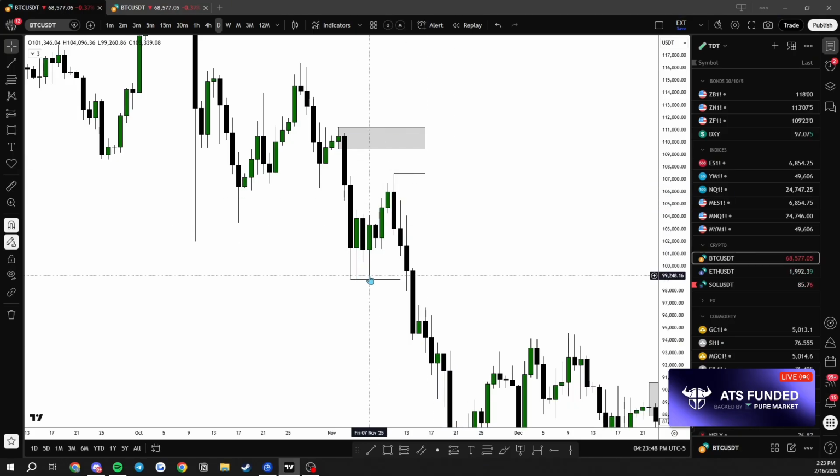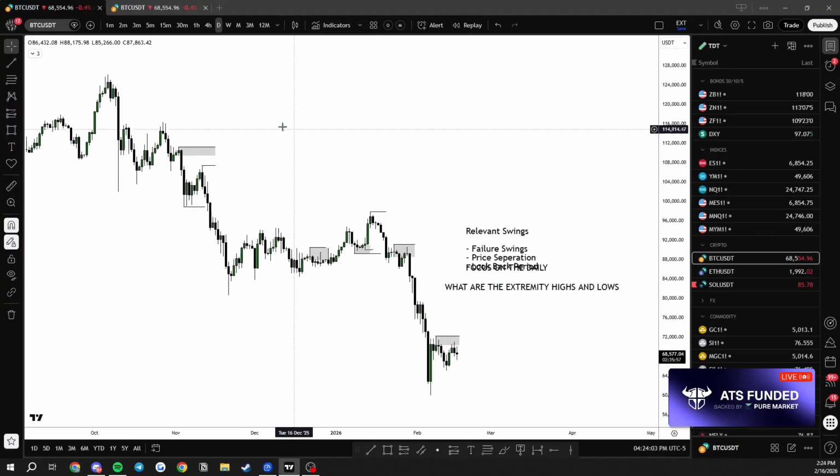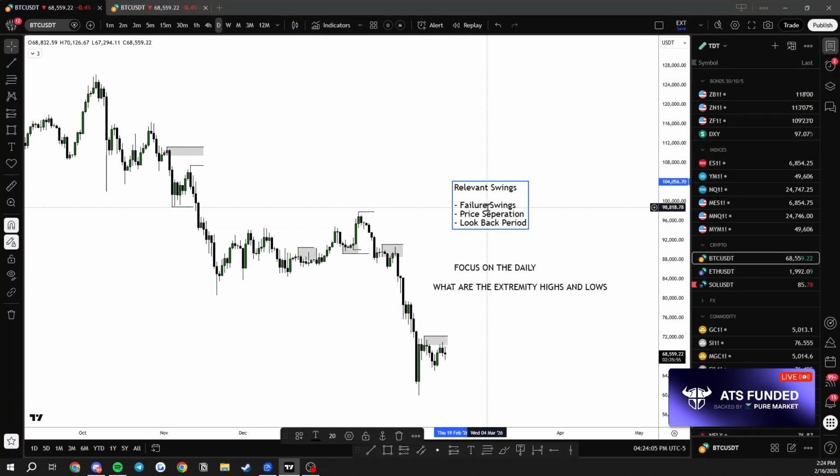Now, why would I not be using this low? Why would I be using this one? I would be using this one, because this one is just a failure swing, right? It digs back into this low and then rejects, okay? So that idea of price separation is another thing that's going to help us build relevance to where we want to be trading, or what highs and lows we really want to be paying attention to when we're looking for setups, okay?